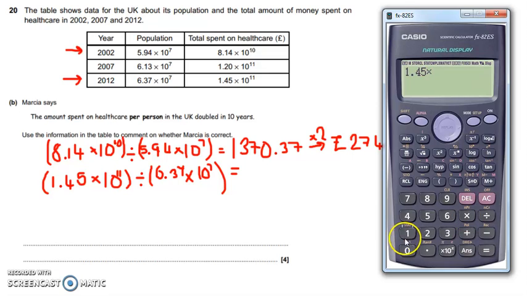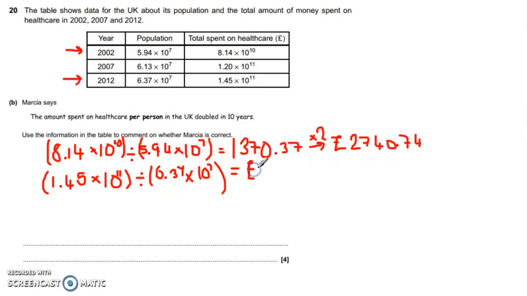1.45 times 10 to the power of 11. Oh, and go back and put my brackets in. Let's go all the way back. Put bracket. Okay, and then we're dividing that by the population, which was 6.37 times 10 to the power of 7. Okay, and that gives us a total of £2,276. And if I look here, we've got 0.295. Rounding it to the closest penny will be 30p. So let's make a note of that. So it was £2,276 and 30 pence.